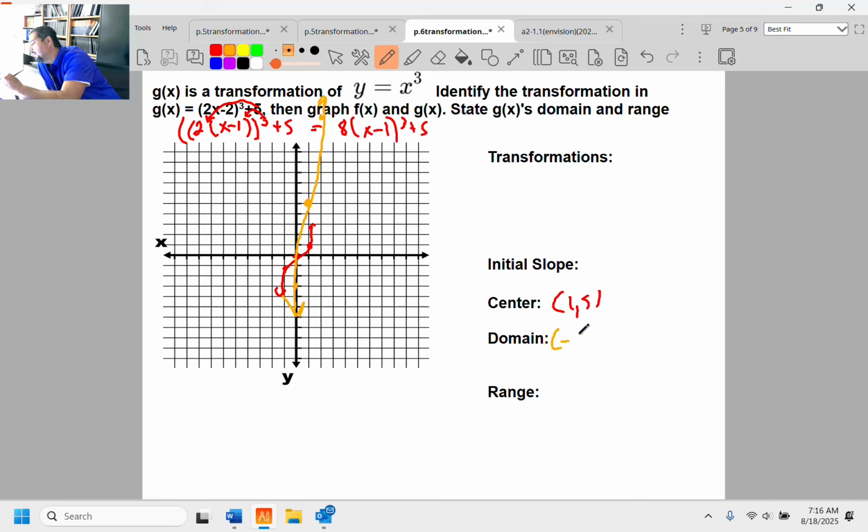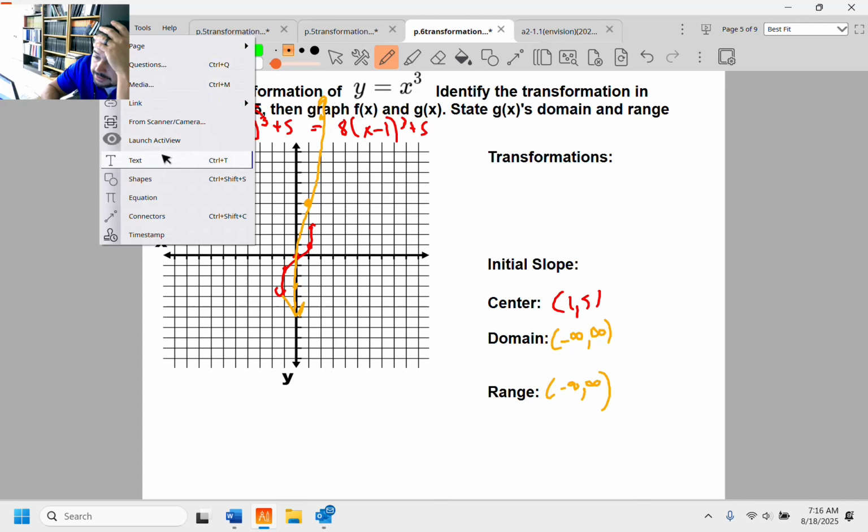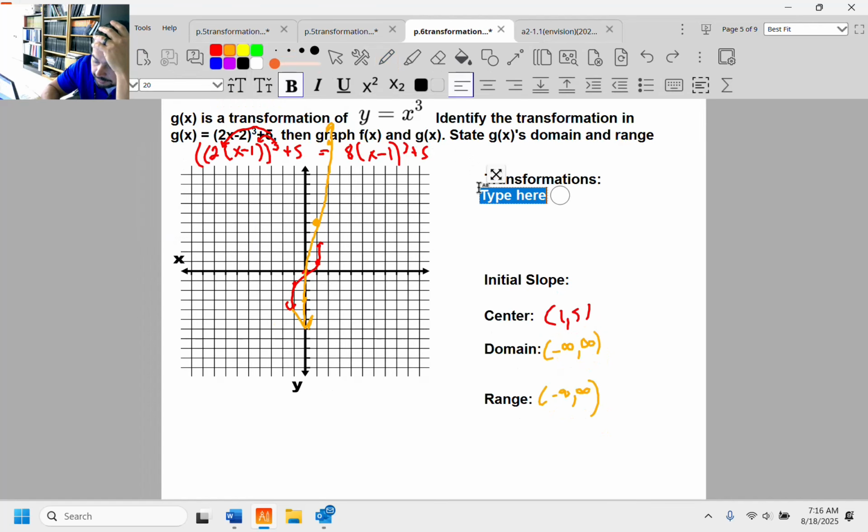Anyways, domain and range are always going to be negative infinity to infinity for a cubic. I really don't care what it looks like. That's what it's going to be. And this thing had 3 transformations. It has obviously been stretched. So there's a vertical stretch, turns out the factor of 8.